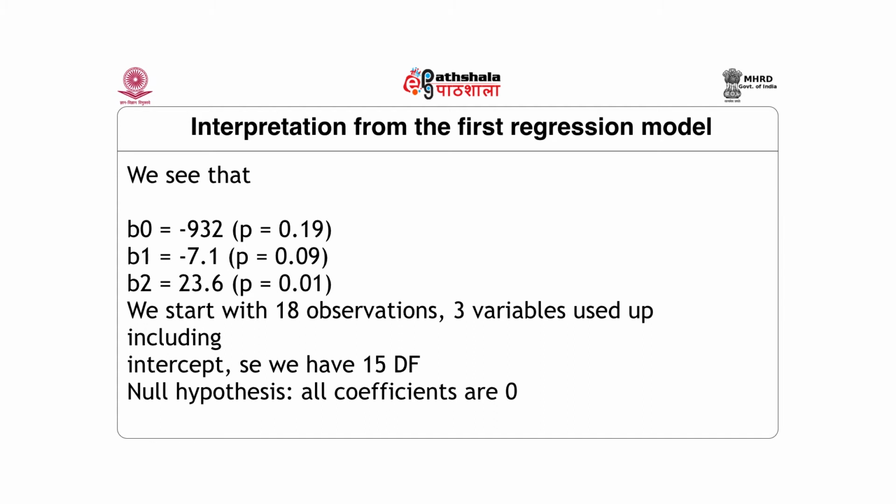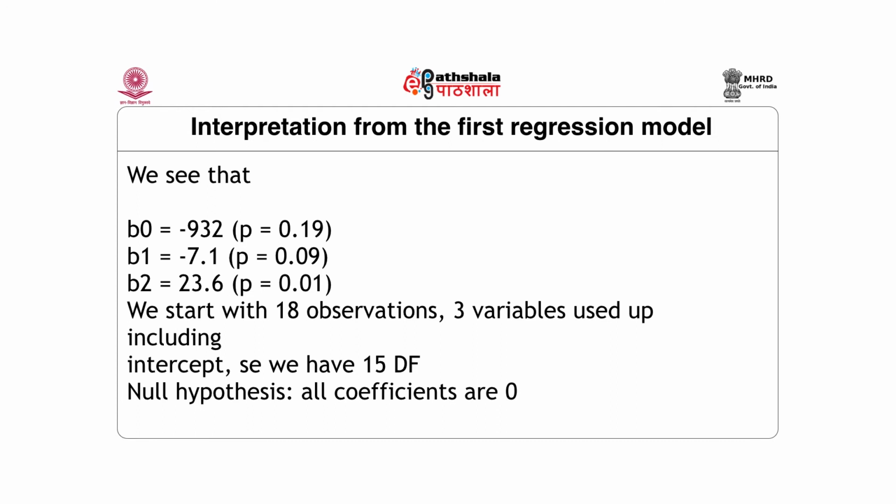So beta 0, the intercept term, is minus 932, which has got a p-value of roughly around 0.19. The B1 is minus 7.1, and so on and so forth. So we started with 18 observations. We used up 3 variables, so now we've got 15 degrees of freedom. And in a null hypothesis, you might see that we have tested that all the coefficients are 0, which of course is not. So we could say that statistically this model is significant.